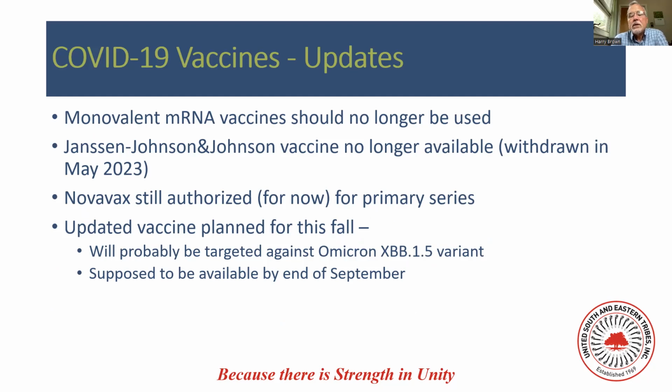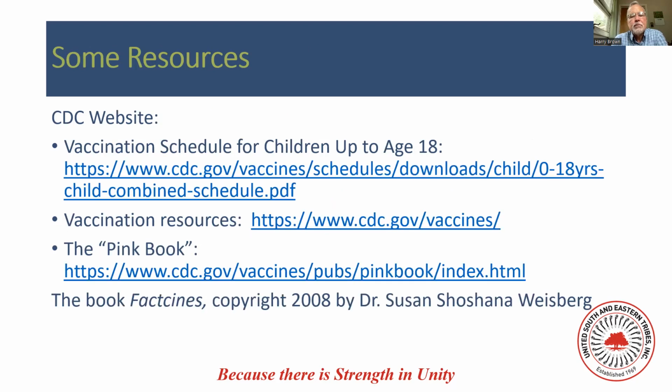The monovalent mRNA vaccines should be off the market and off your shelf. The Janssen vaccine is no longer available. That got taken off the market in May. Novavax is still authorized for now for a primary series. And the plan is by the end of September, which is coming up pretty fast, there's going to be an updated COVID vaccine that's targeted against the XBB.1.5 variant. Next slide. It's one of the Omicron subvariants.